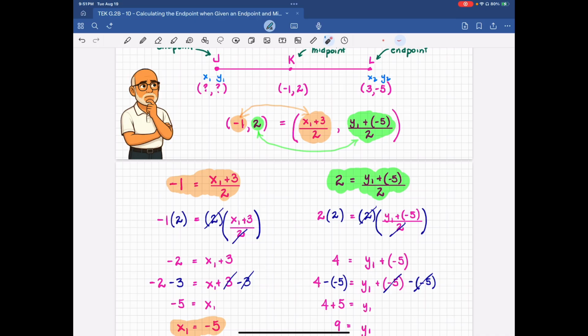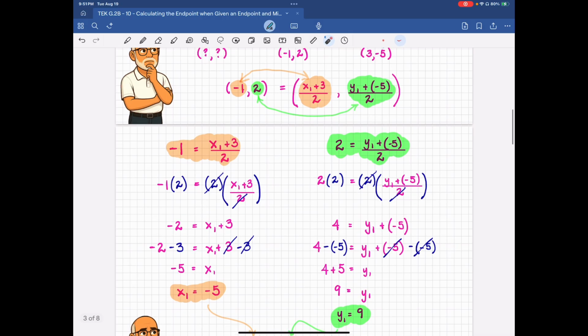So let's focus on the left-sided problem. So I'm going to take my -1 equals x1 plus 3 divided by 2, and I'm going to solve for the variable, which is x1. We need to get rid of the denominators, and the easiest way to do that is to multiply by the denominator or a common denominator. Since the common denominator or the denominator itself is 2, I can just multiply both sides by 2.